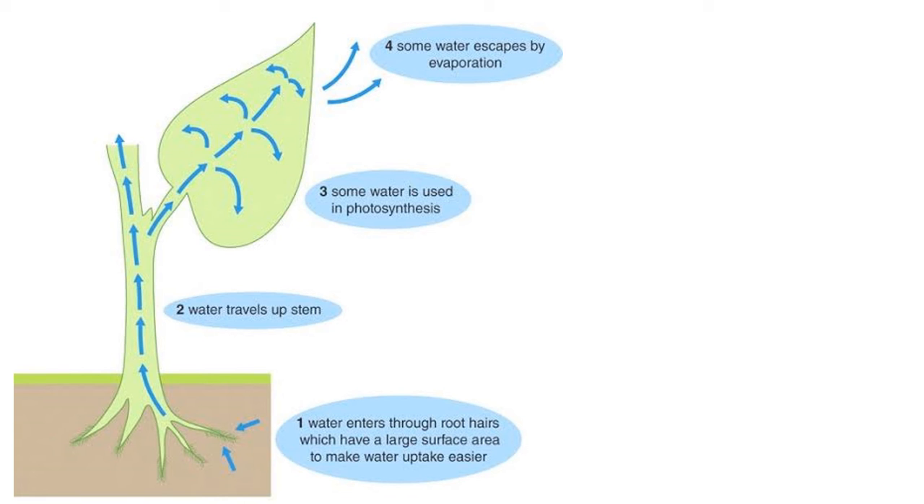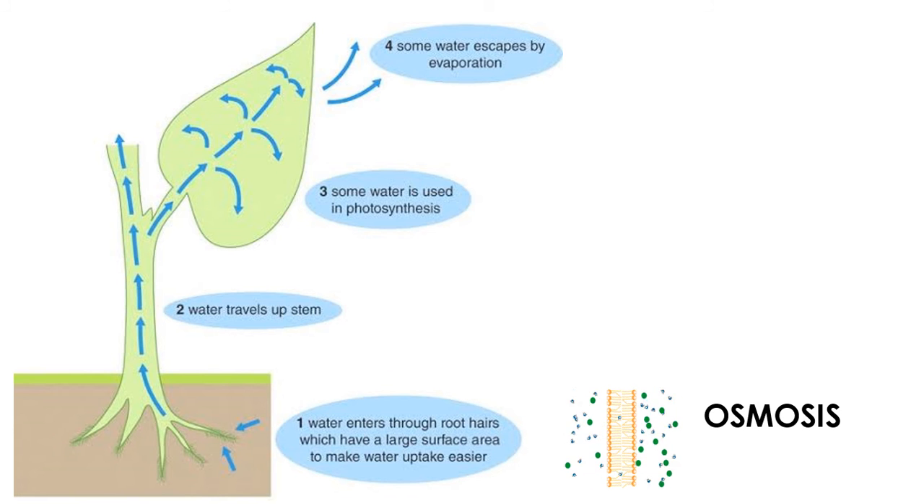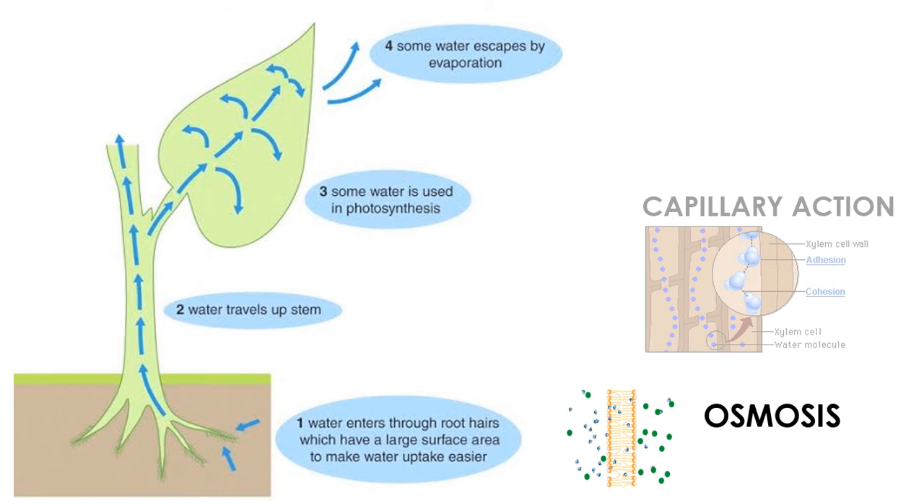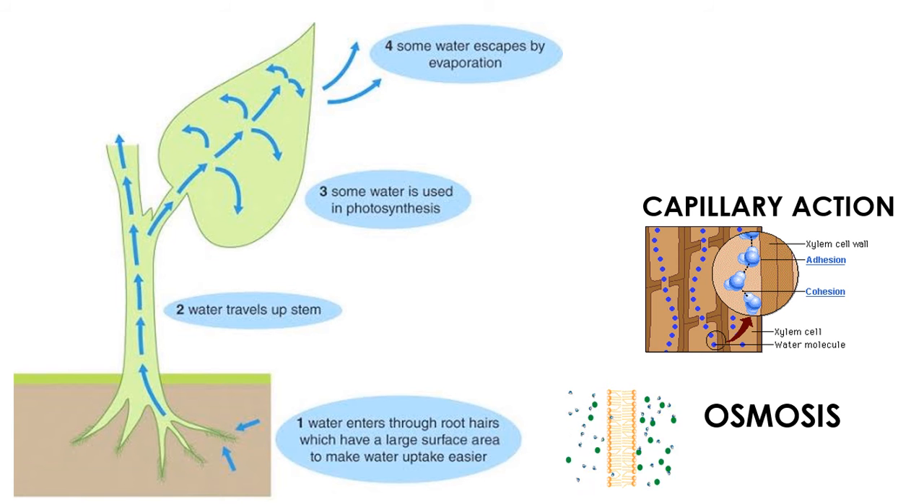Now there are 3 mechanisms involved in this process. First is what we call osmosis, or the diffusion of water from higher concentration to lower concentration, or higher water potential to lower water potential. We also call it concentration gradient. The difference in the concentration gradient of water from the soil and in the roots allows the diffusion of water, which we call osmosis. The second part is what we call capillary action, which will be discussed in detail later on.